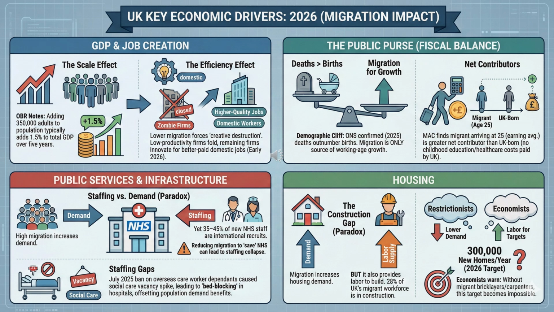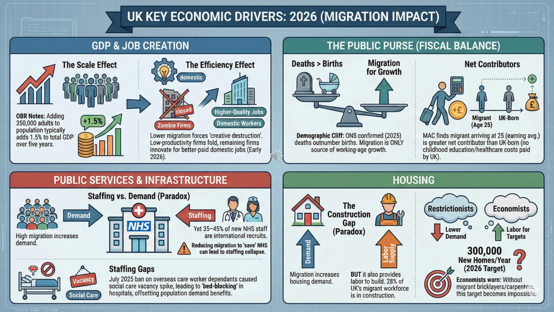The public purse, fiscal balance. The demographic cliff. The ONS confirmed in 2025 that UK deaths are beginning to outnumber births. Migration is now the only source of growth for the working age population. Net contributors. The Migration Advisory Committee, MAC, found that a migrant arriving at age 25 and earning the UK average is a greater net contributor than a UK-born worker because the UK did not have to pay for their childhood education or healthcare.